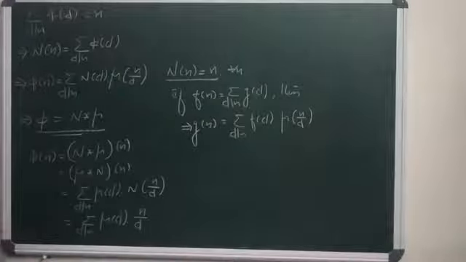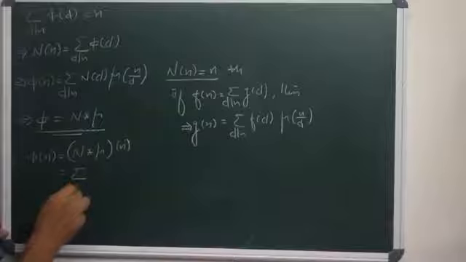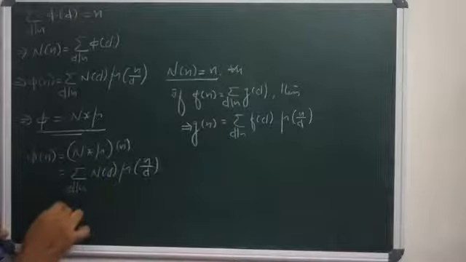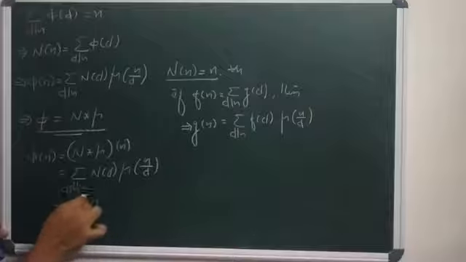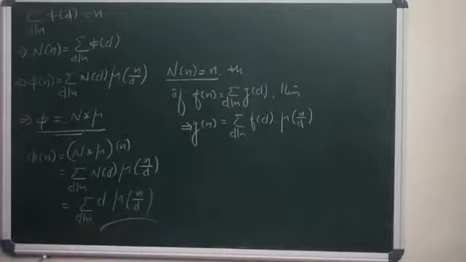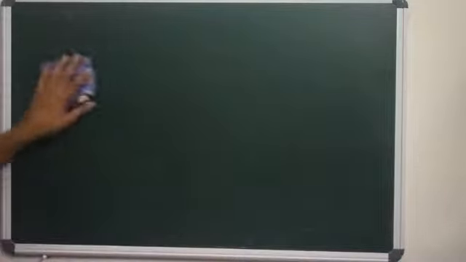Or again, we know that phi of n equals N star mu of n. This can be rewritten as sigma over d divides n, N of d into mu of n by d. What is N of d? N of d is d itself, because N of n is n. So it is d into mu of n by d. This is another result: phi of n equals sigma over d divides n, d into mu of n by d. This is another result depending on the Mobius function and the Euler-Totient function. So these are some interesting relations regarding the arithmetic functions with respect to their Dirichlet products. Agreed. Thank you.